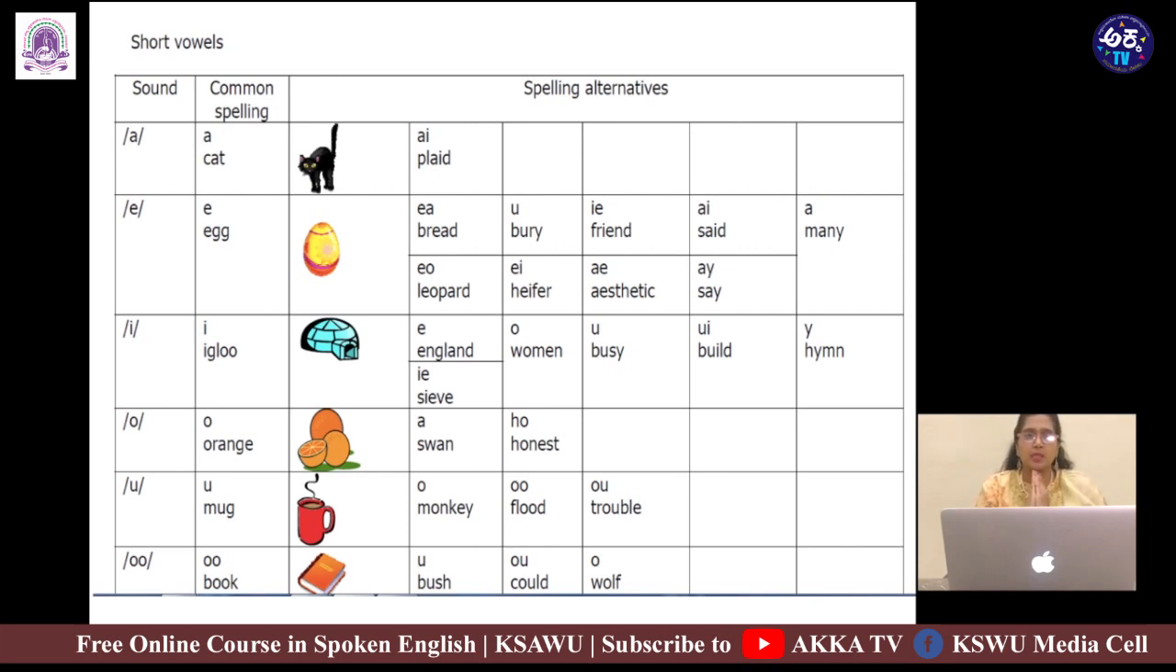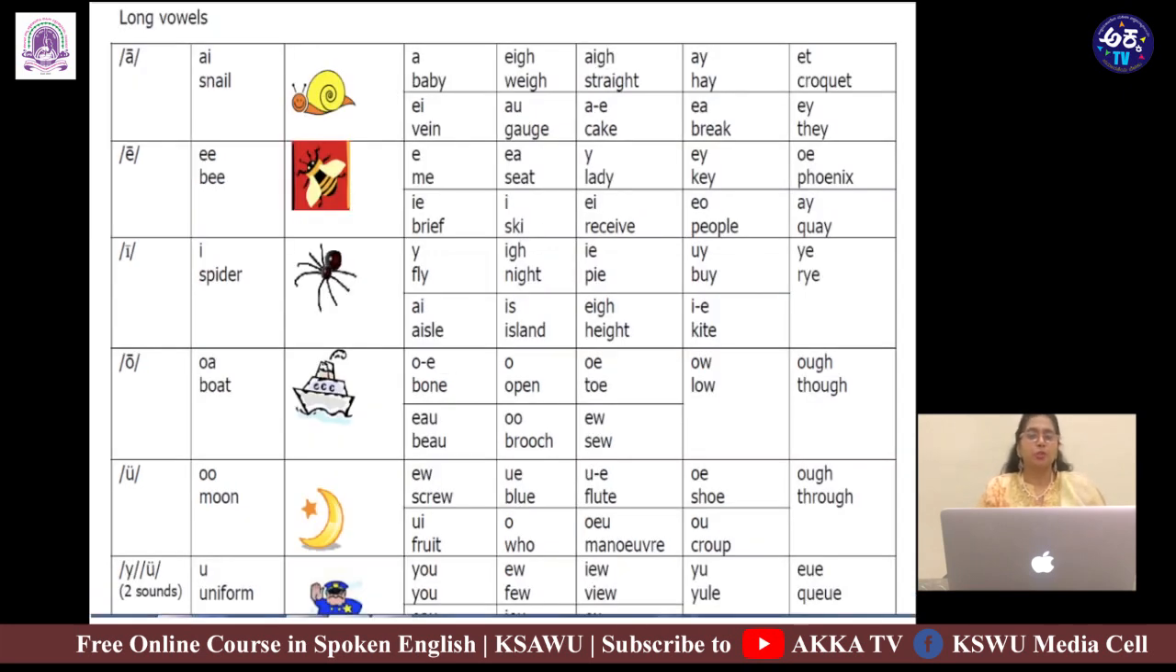Sometimes people make a mistake while saying could. They add the silent L there, but it should never be said like that. It should just be said could. Wolf. Baby. Gauge. Open. Brooch. Queue. Blue. The word blue is always blue, never blue. It is blue, B-L-U-E. The word blue is B-L-E-W.